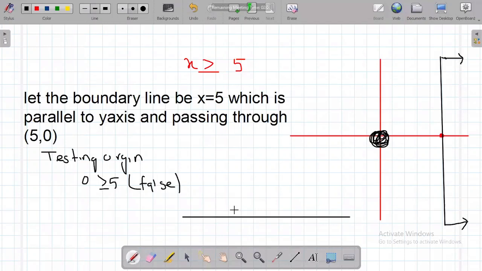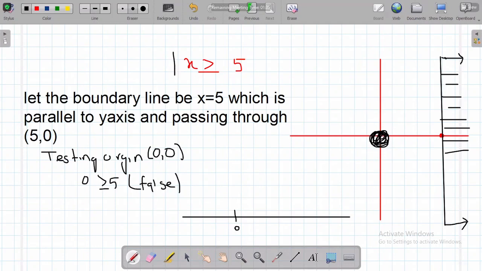Sir, I didn't understand that, the arrows. How come there is an arrow? Why is it there? I mean to say, now I have tested the origin, you can see I have tested the origin. Okay, origin means (0, 0). Here I have to plug in the origin, so x is replaced by 0.